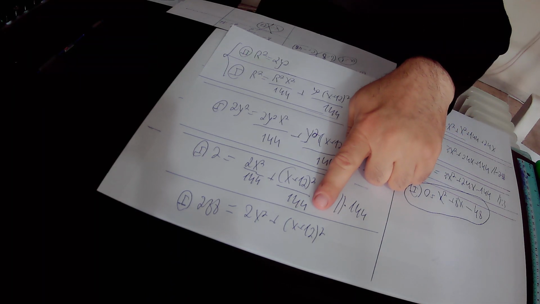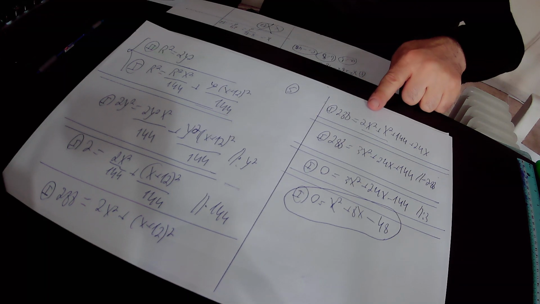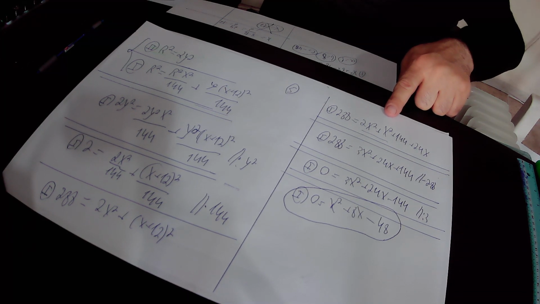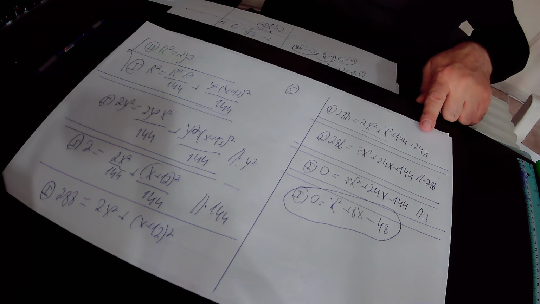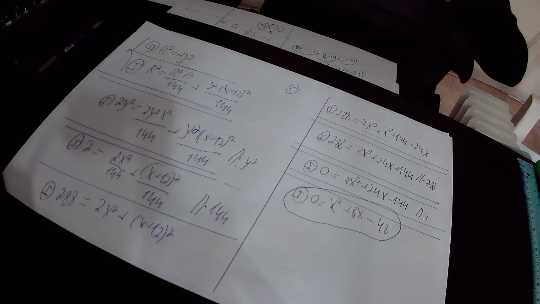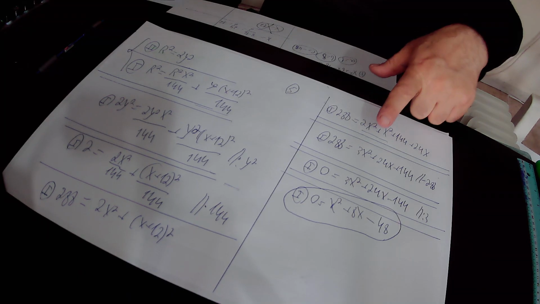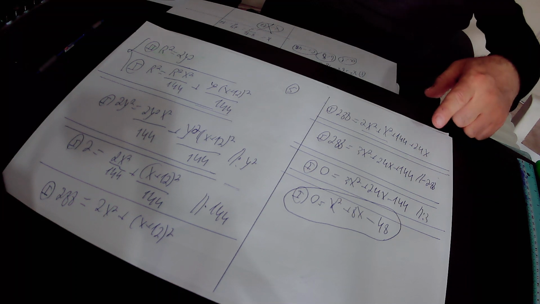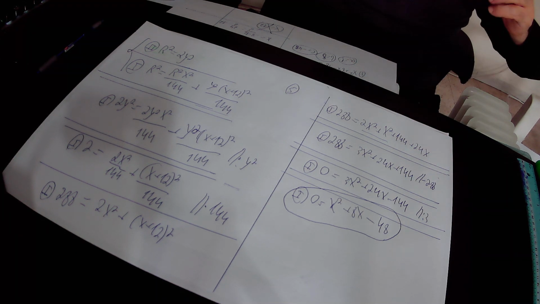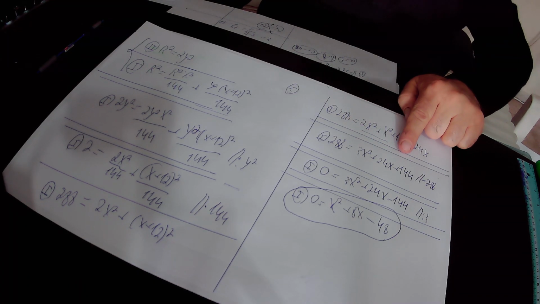Here we open the brackets of this expression, and find that according to equation 1, 288 equals 2x squared, and (x plus 12) squared equals x squared plus 12 squared, that is 144, plus 2 times x times 12, which is 24x. So here we have 288 equals 2x squared plus x squared, which is 3x squared, plus 24x plus 144.